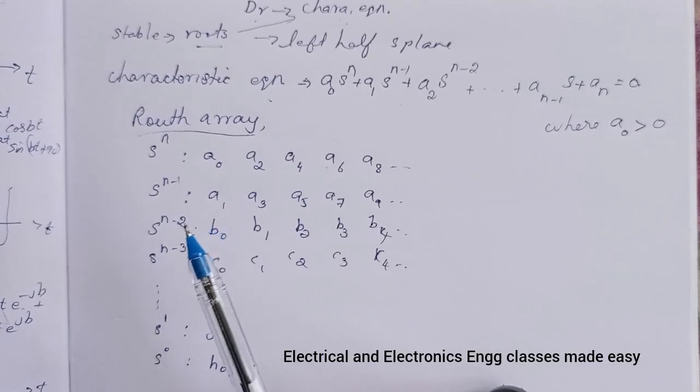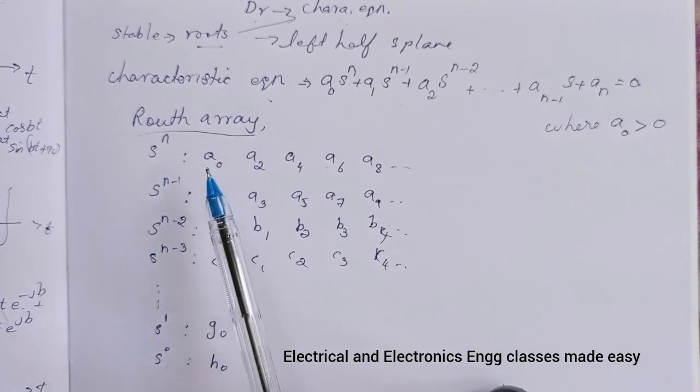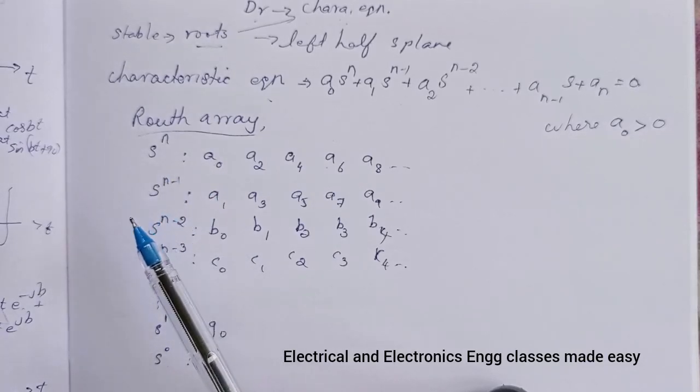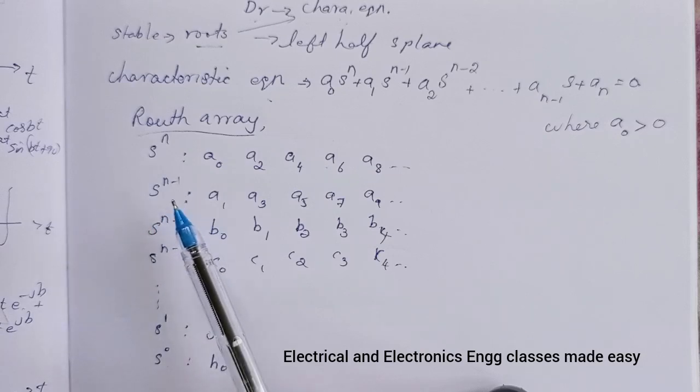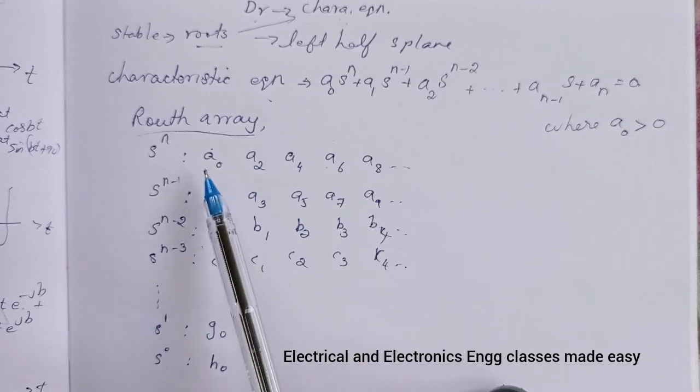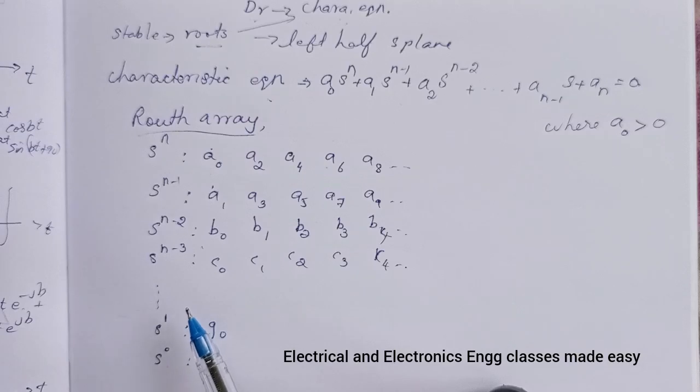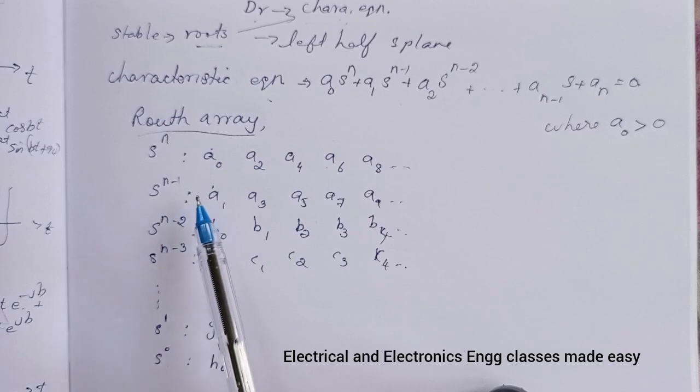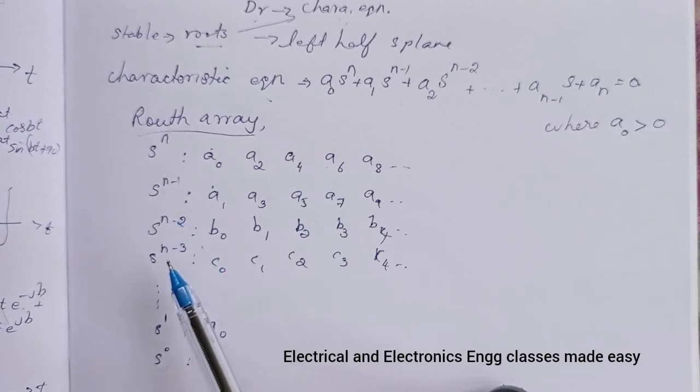The Routh stability criterion can be stated as: the necessary and sufficient condition for stability is that all of the elements in the first column of the Routh array be positive. If this condition is not met, the system is unstable, and the number of sign changes in the elements of the first column of the Routh array corresponds to the number of roots of the characteristic equation in the right half of the S-plane.